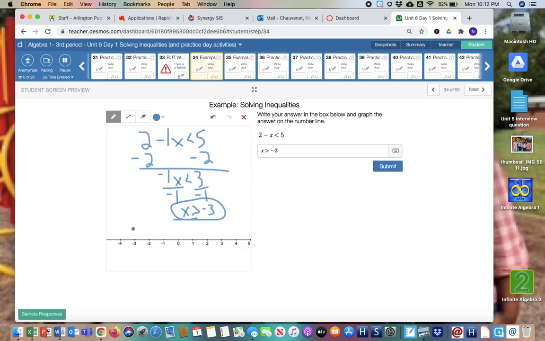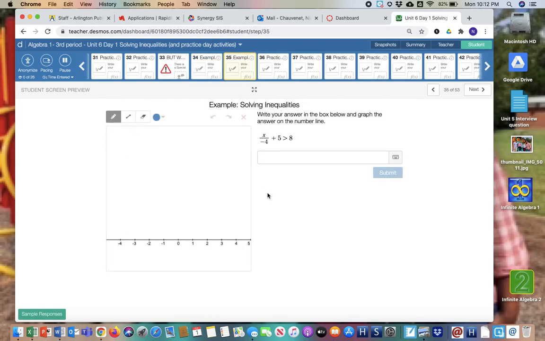Graphing this on the number line, we're going to put an open circle above negative 3. And then this is x is greater than. So we're going to draw that arrow to the right. Okay? Let's look at that one more time, but with some more steps. So here we see x over negative 4 plus 5 is greater than 8.